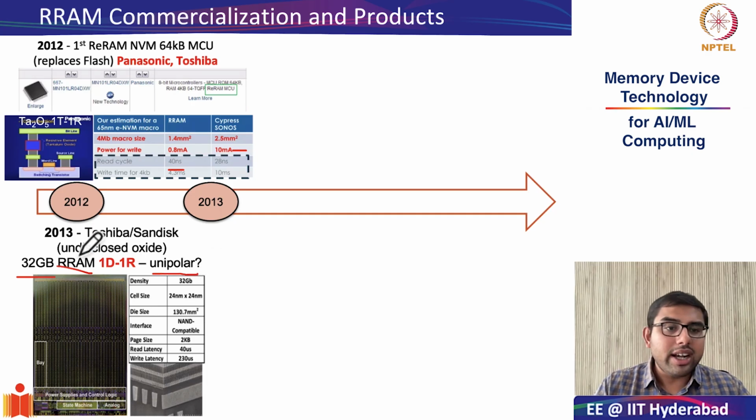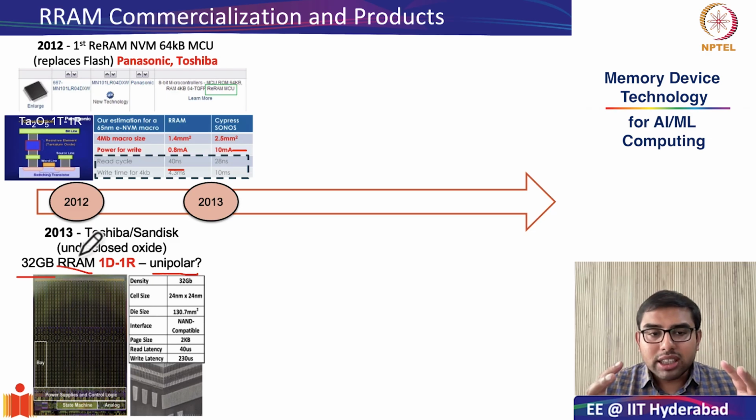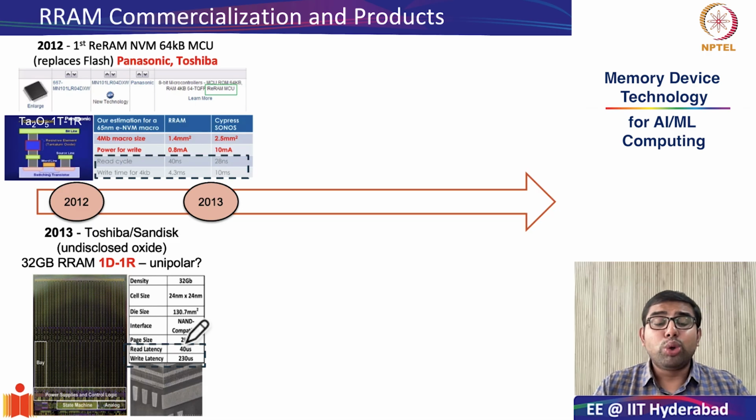However, as was the trend with most of the companies, they generally do not disclose the composition of their RRAM. Also, it is very interesting to notice that as you scaled from 64 KB to 32 GB in memory, there was a significant increase in the read and write latency from 40 nanoseconds to almost 40 microseconds, and this becomes quite comparable to your multi-bit NAND flash as well.